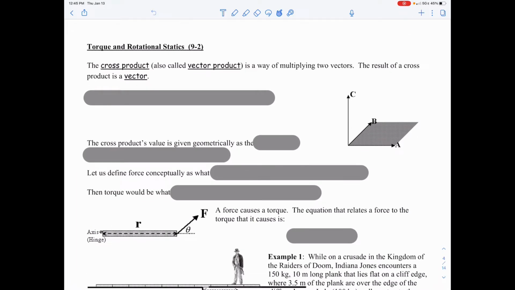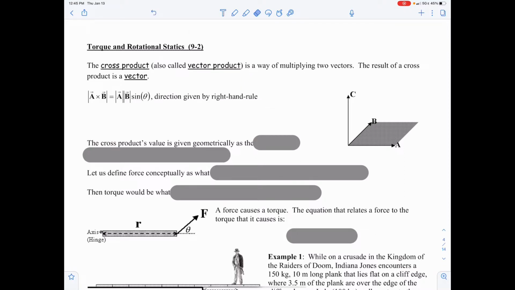Section 9.2, Torque and Rotational Statics. The cross product, also called the vector product, is a way of multiplying two vectors. The result of a cross product is a vector. So we can say A cross B, that would be vector A crossed with vector B, is the same thing as the magnitude of vector A times the magnitude of vector B times the sine of the angle between them. The direction of this vector is given by the right-hand rule.